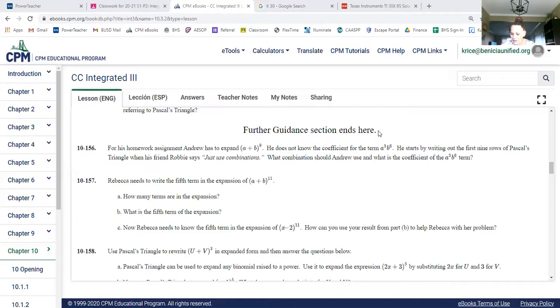So he wants (a plus b) to the 9th, and we're just looking at the coefficient of a cubed b to the 6th. Sorry, so we wanted a cubed b to the 6th.